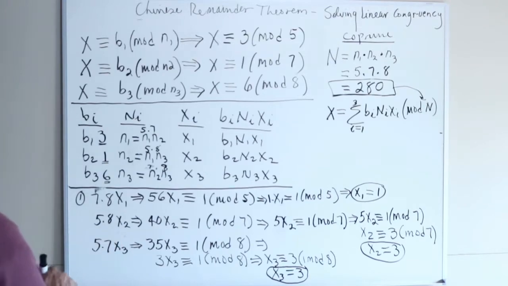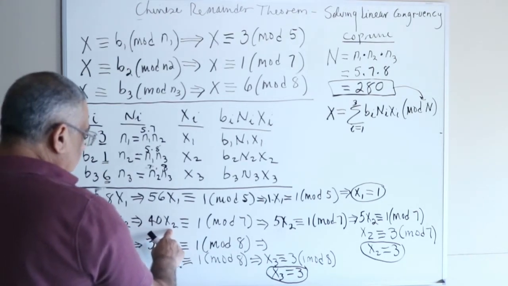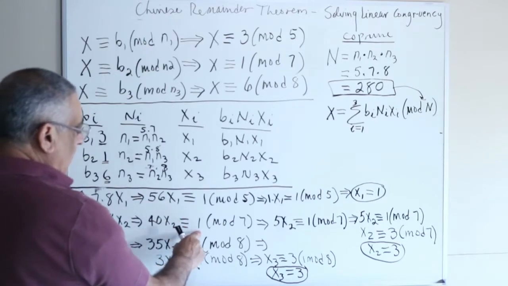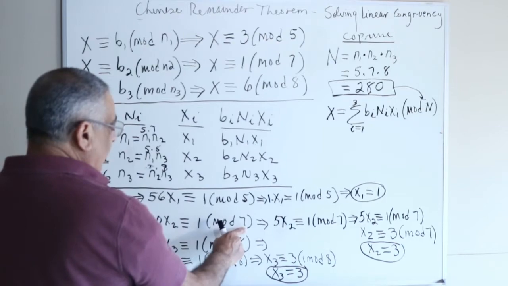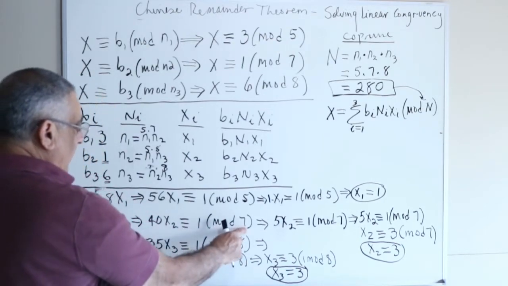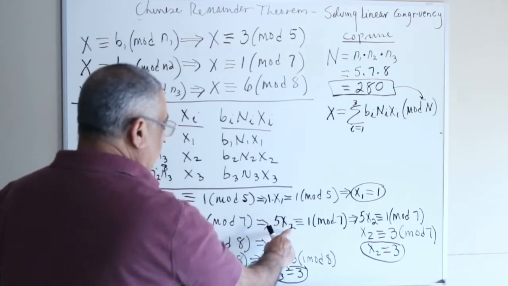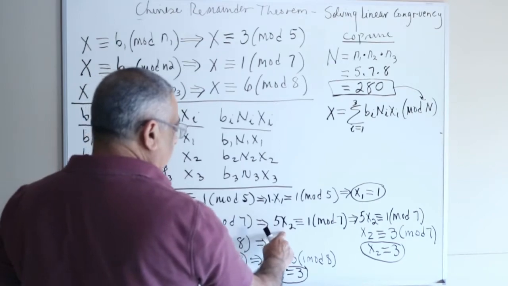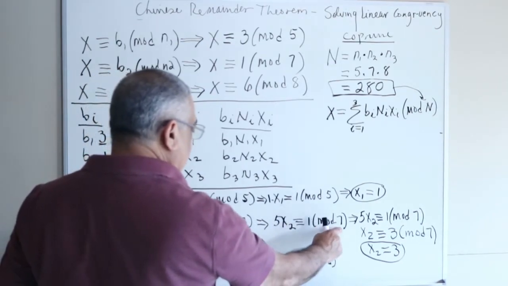Now for the second one, it's going to be n1 times n3, so 5 times 8, which is 40. So 40 x2 is congruent to 1 mod 7. If I take 40 mod 7, the answer is 5. So look at this: I need a number such that 5 x2 is congruent to 1 mod 7.